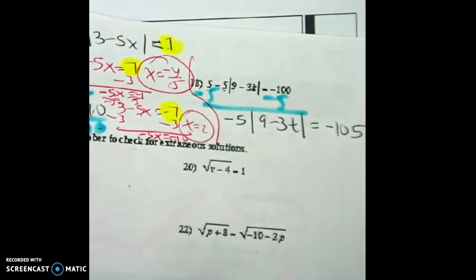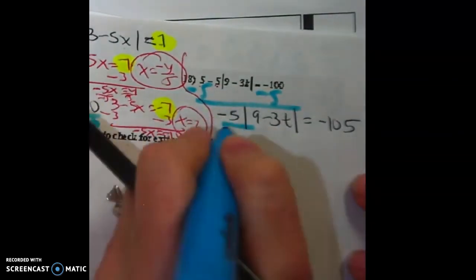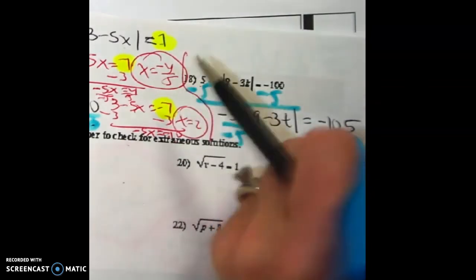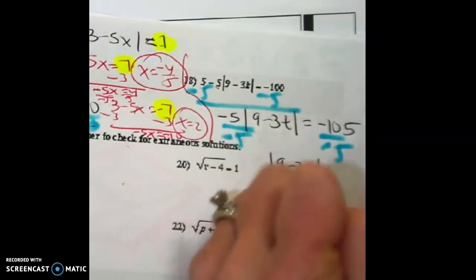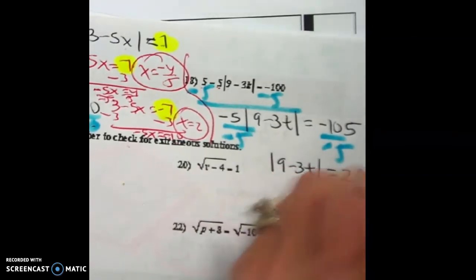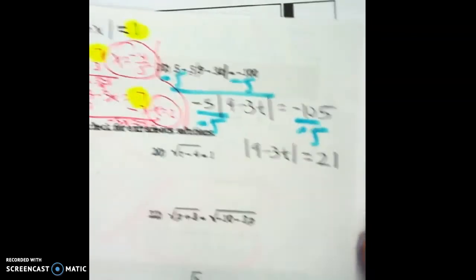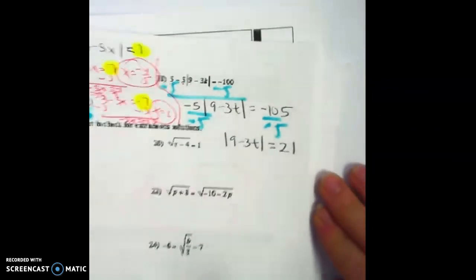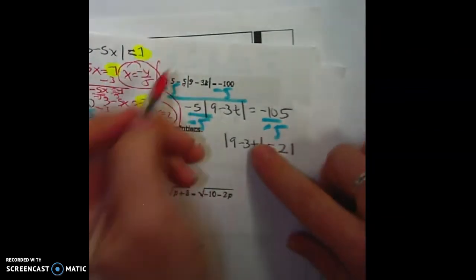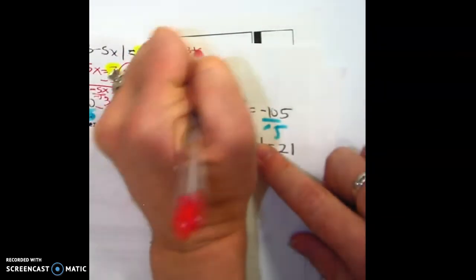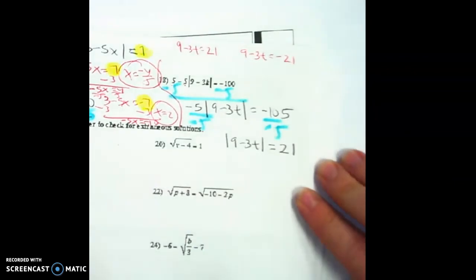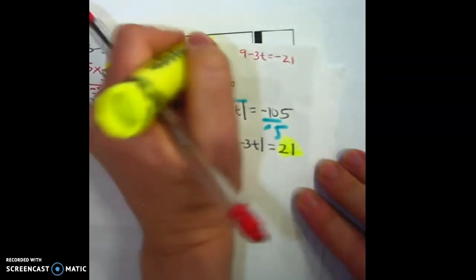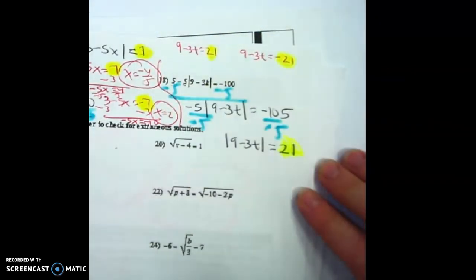Now, can't drop the bars yet. I still got that negative 5. Divide by negative 5, divide by negative 5. Absolute value of 9 minus 3t equals 21. Now that I just have the bars, now I can drop the bars. I'm going to put it up here and make the other one negative. Let me repeat. Now that it's just bars, I got 1, make the other one negative.